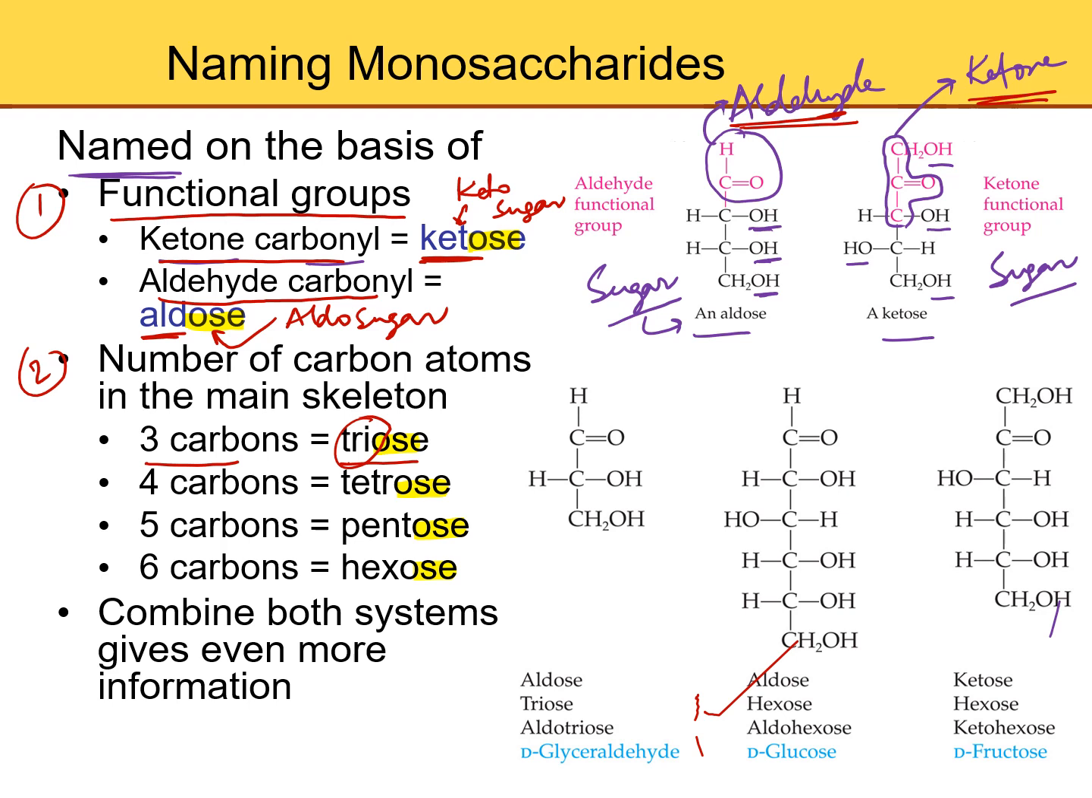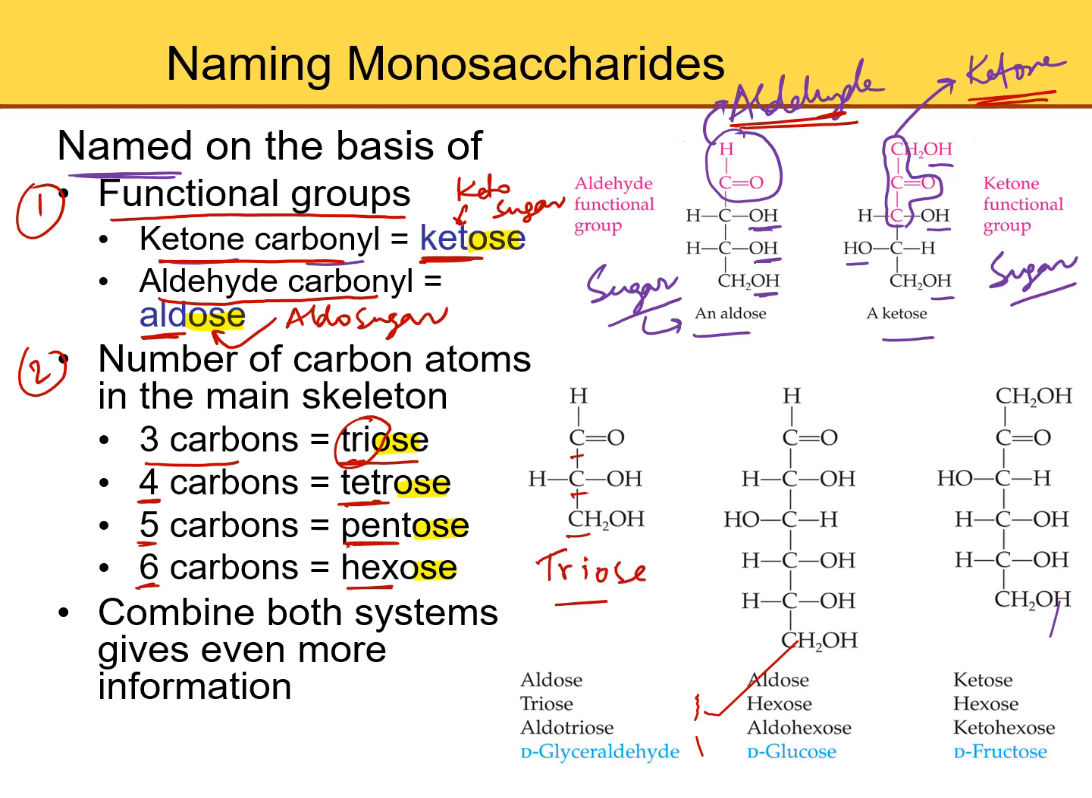So if you have 3, we call it triose. If you have 4, the word is tetrose, like tetra. If you have 5, pentose. If you have 6, we call it hexose. If you have 7, we call it heptose, and you may see it later on. Here, if you look at carbon 1, 2, 3, this is a triose.